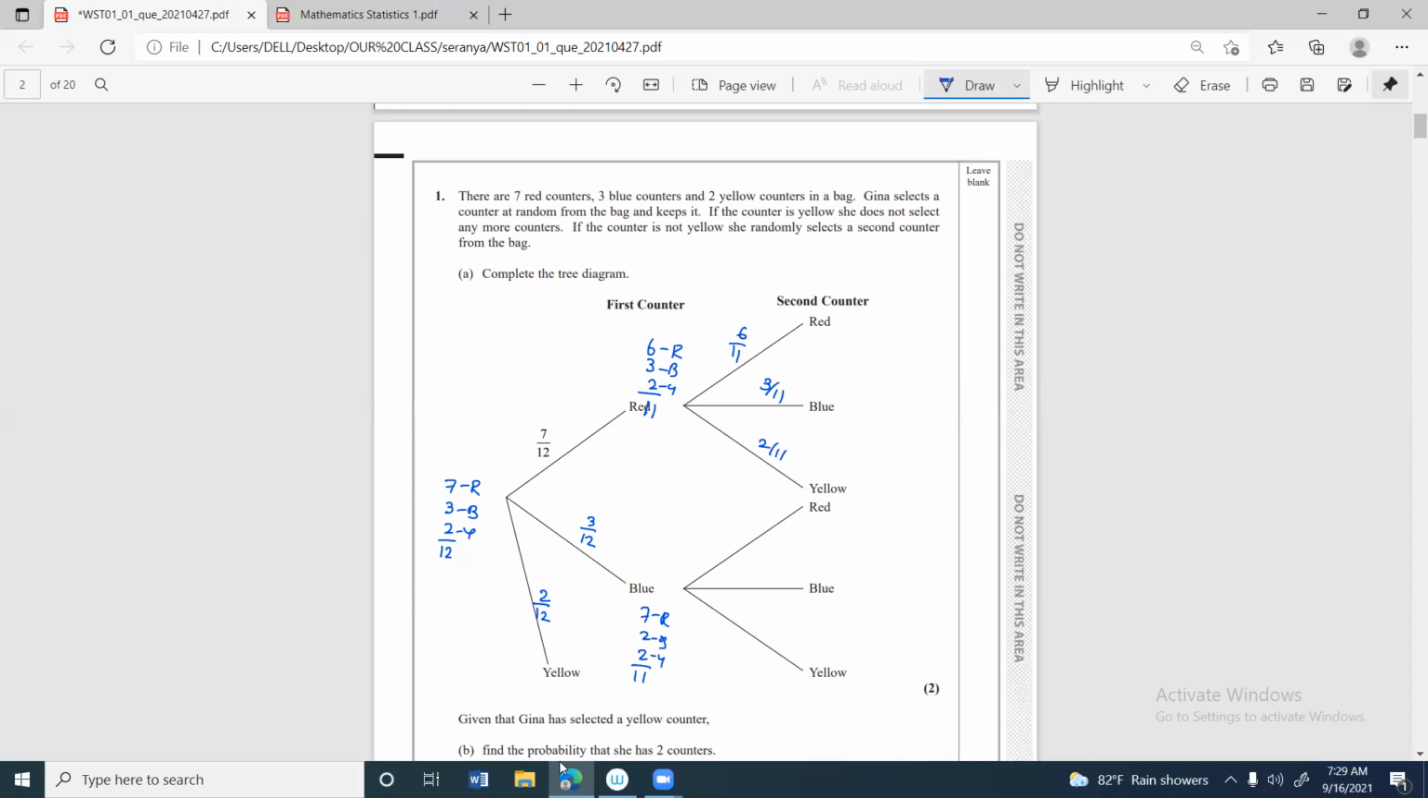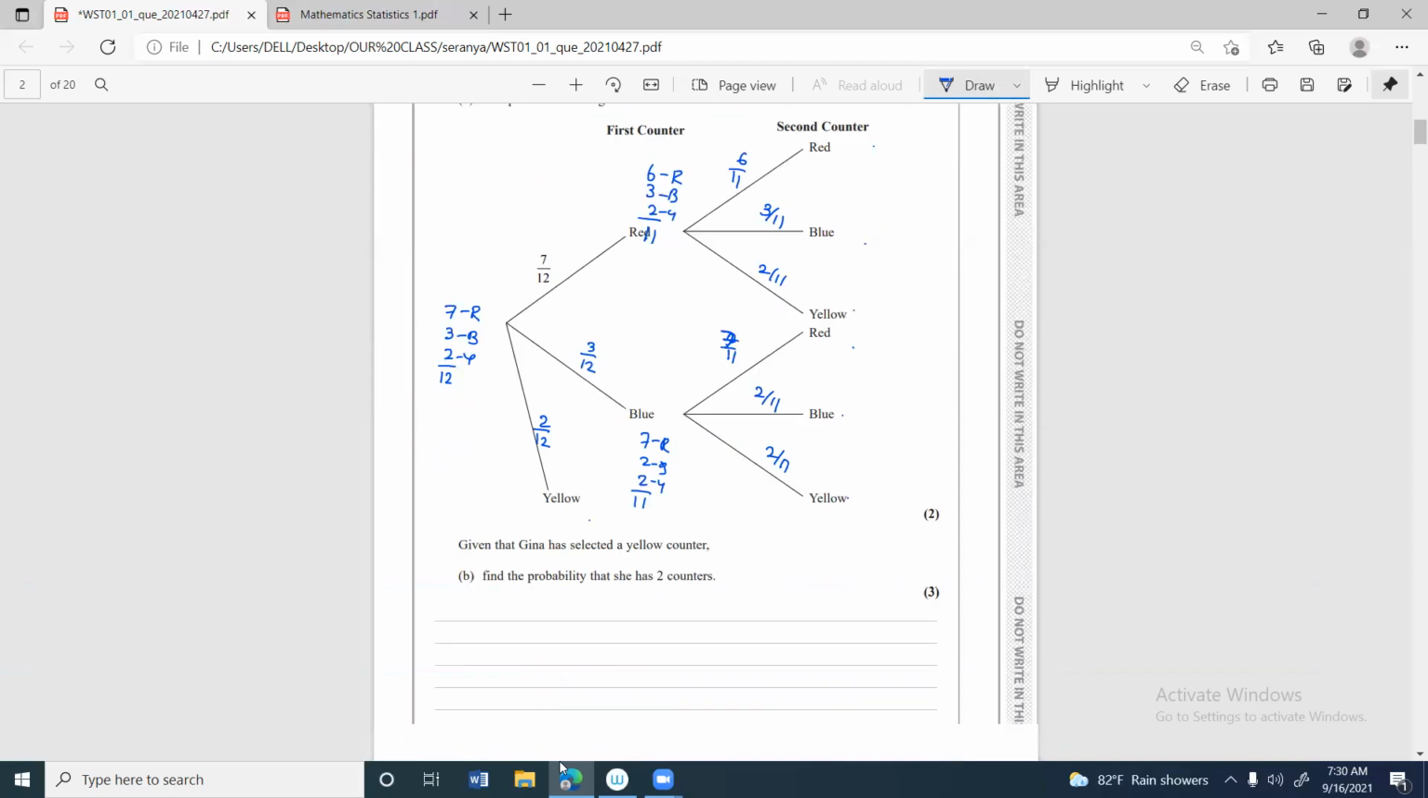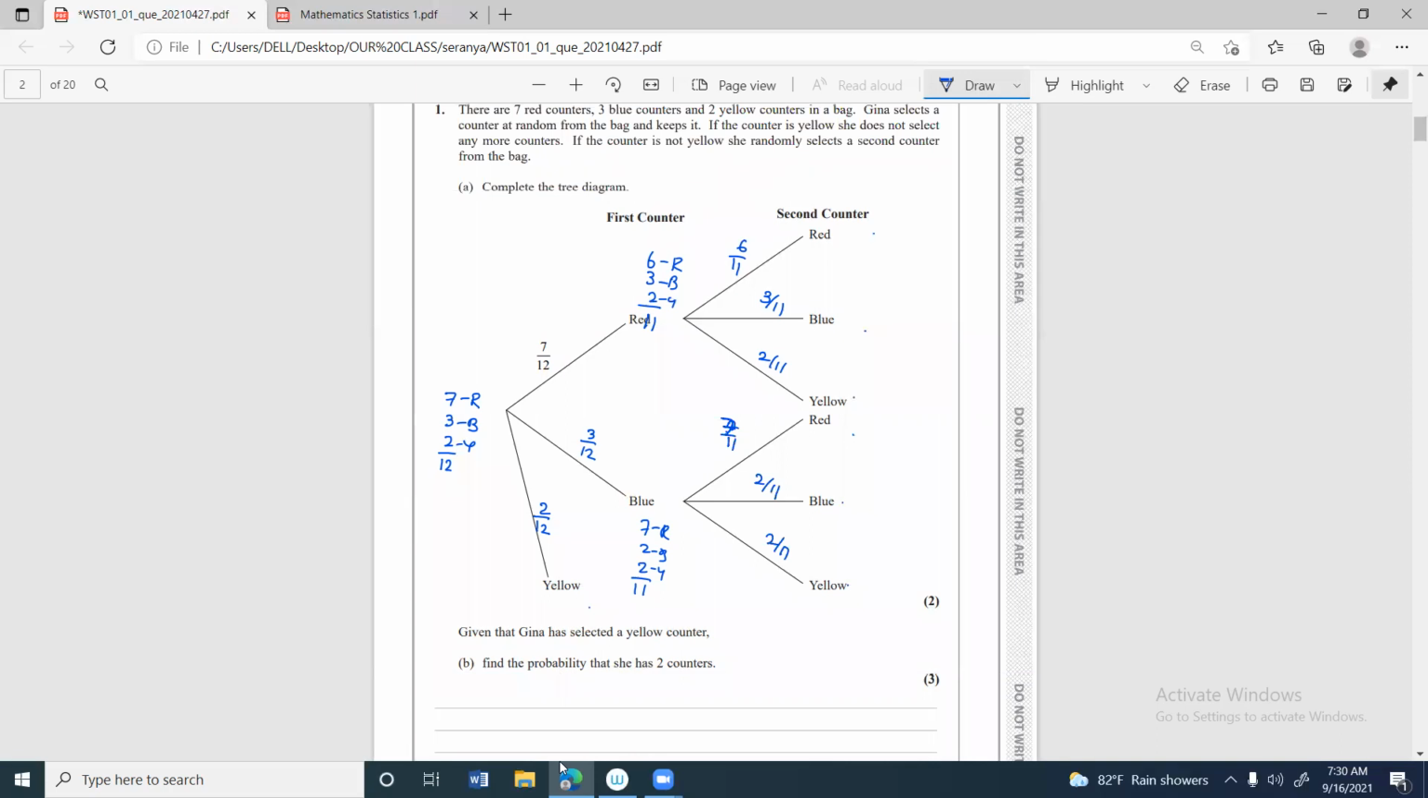I got this from the same extension here. When you get the red counter, the red count is missing over here, and if you pick a blue counter, the blue count is missing over here. So it should be 7/11, clearly, and 2/11 and 2/11. Now you can see each set of probabilities adds up to 1. If you add up all of the final branches, again it should be equal to 1. So that's a condition we need to satisfy. They ask us to complete the tree diagram, and we have already completed it.